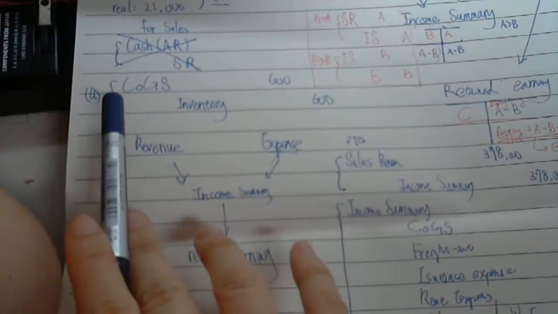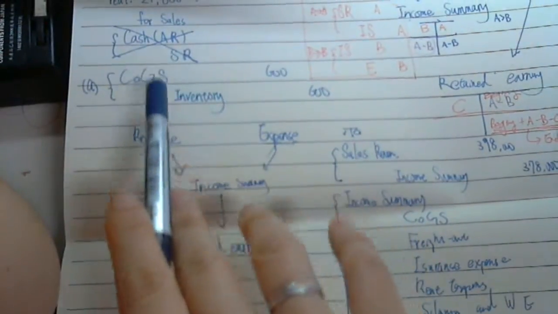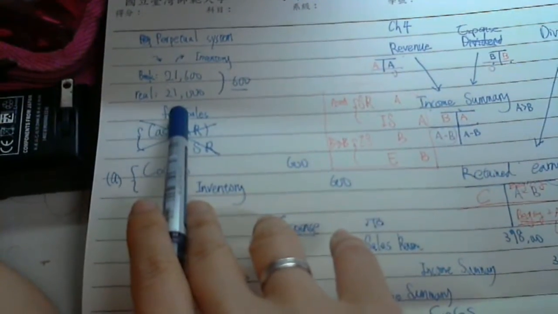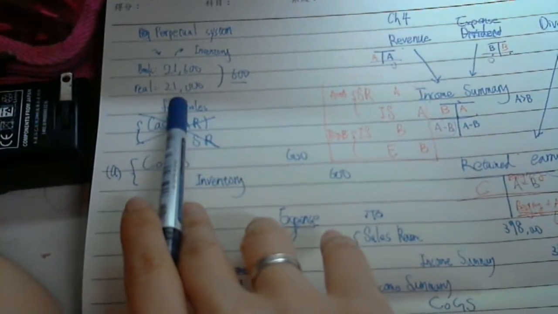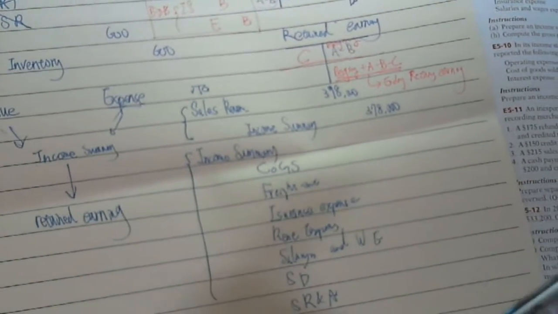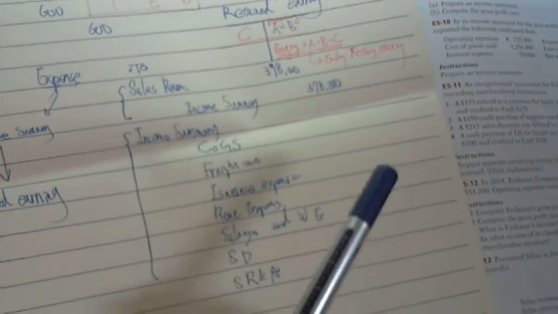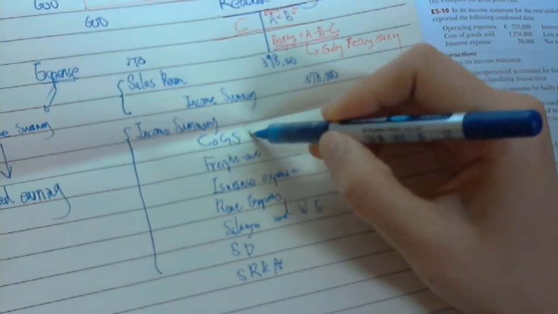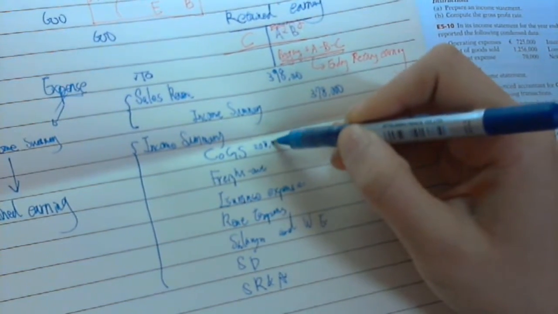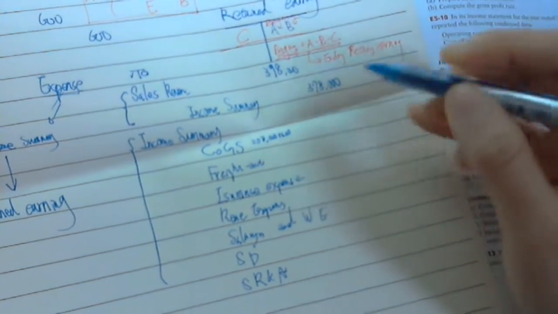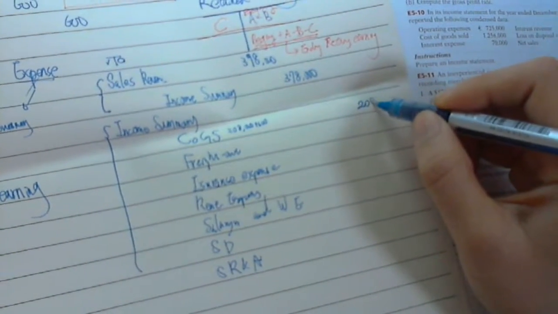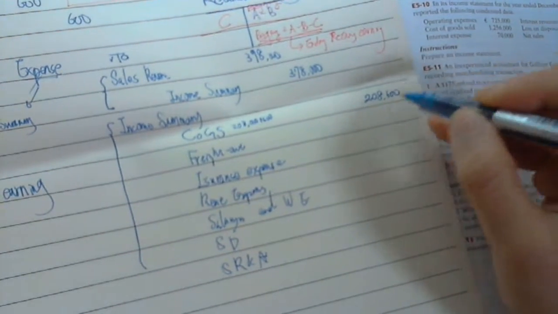Because the real goods number is actually only 21,000 left. Okay, so even though now the question gives you the cost of goods sold is 208,000, actually you need to increase it by 600. So we will write 208,000 and 600 for cost of goods sold.